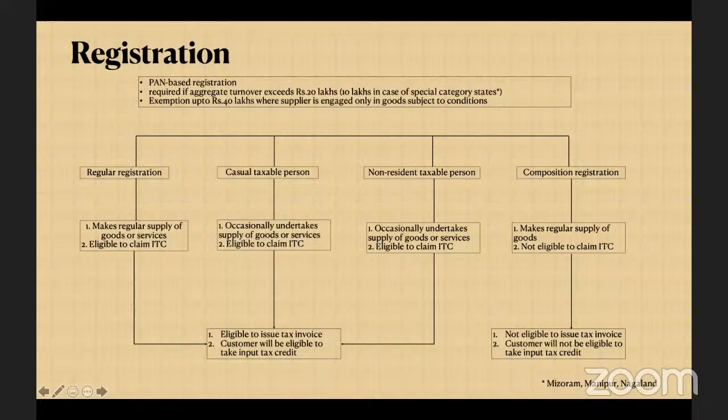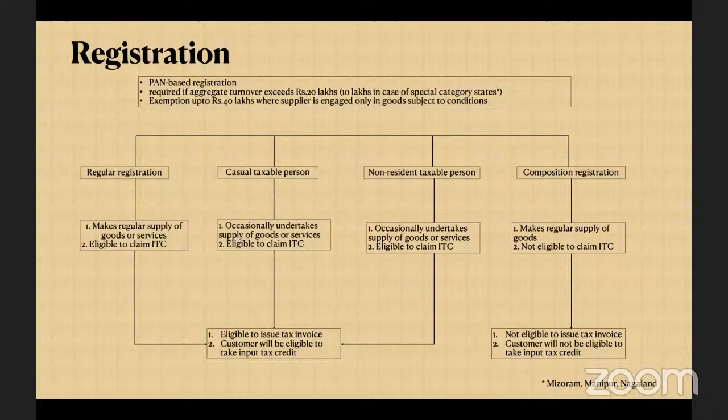Now let us take an example of a Kirana store owner who is selling non-taxable goods as well as taxable goods. If his turnover during the previous financial year is 5 lakhs for taxable goods and 21 lakhs for exempted goods, the aggregate turnover should include both the turnover of taxable goods plus the turnover of exempted goods. So 5 plus 21 will automatically cross 20 lakhs. Therefore, he needs to mandatorily register under the GST law.